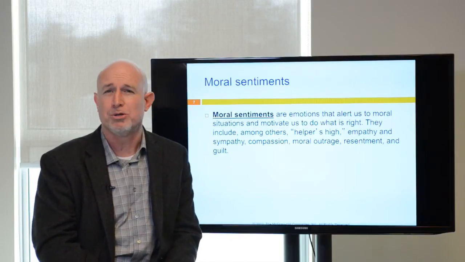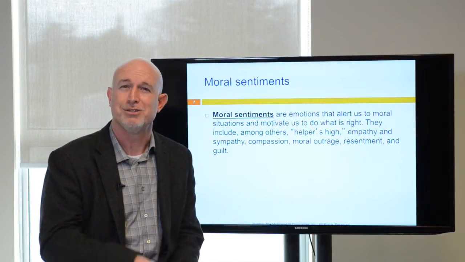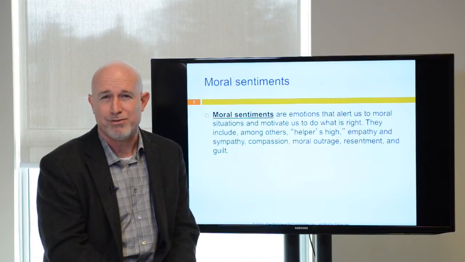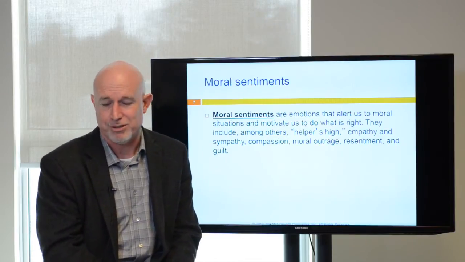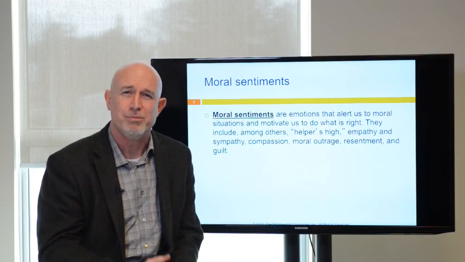There are these things called helper's high, and Bill Clinton wrote a book on giving in which he pointed out that the research shows that we release endorphins when we do good things for other people, and we feel good about that. And likewise, when we have compassion, a moral outrage and resentment. And there are things we ought to resent in life that are being done that are wrong.